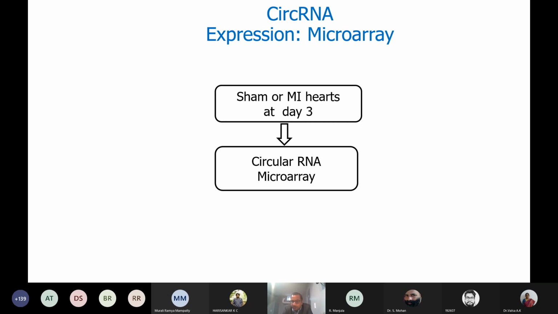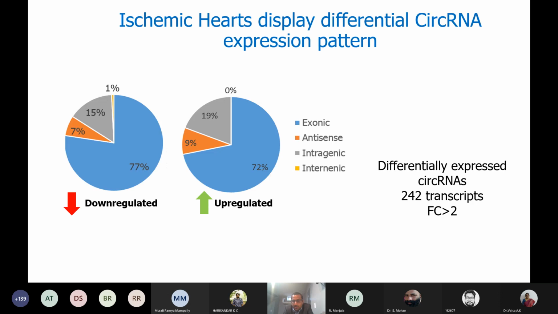So we performed a circular RNA microarray, and we identified that 242 circular RNAs were differentially expressed. As you see in this pie chart, most of these circles are coming from the exonic regions, the blue color, whether they're upregulated or downregulated. When I say upregulated or downregulated, it is compared to the sham group. Sham is a control and MI is a heart attack group. So compared to the control, there are 242 transcripts which are either upregulated or downregulated.